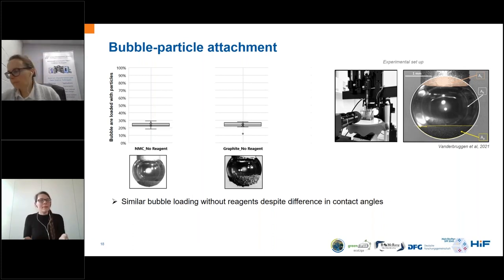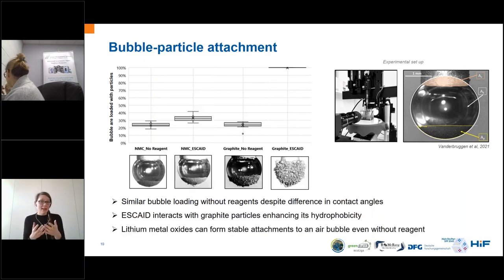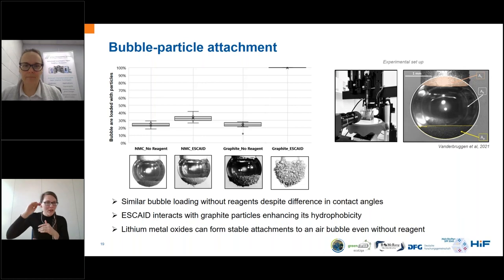But here, as I said, the good thing in our case is that we have a lot of reagents to play with. As soon as we add a selective reagent, in our case Ascade, you can see that the NMC bubble loading is also increased a bit, to a bit over 30%, but for the graphite we increased to 100% bubble coverage. So here, the Ascade interacts with the graphite particles and really enhances the hydrophobicity. But of course, we have to be really cautious, because even though a lot of people state that the metal oxides are hydrophilic, they still form stable attachments to an air bubble, even without adding any kind of reagents.